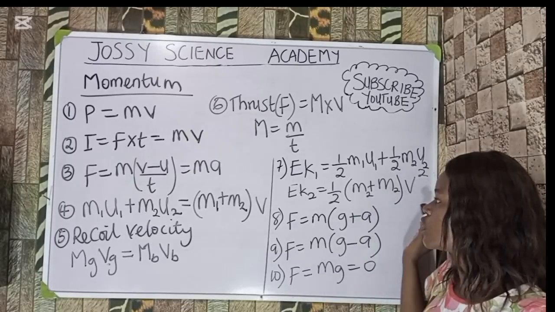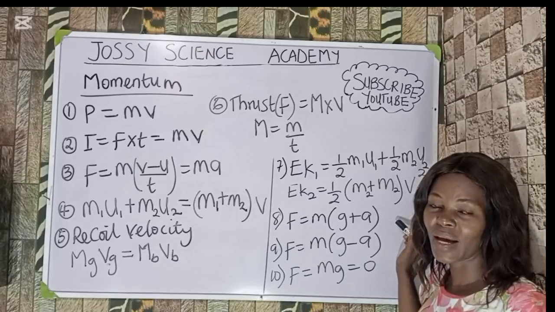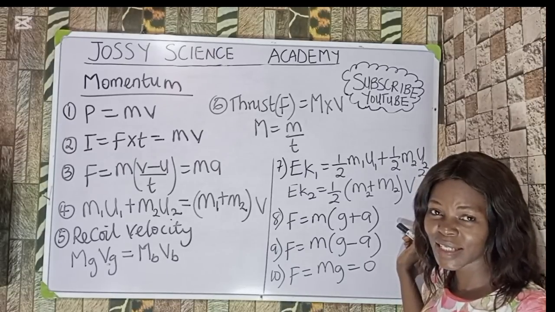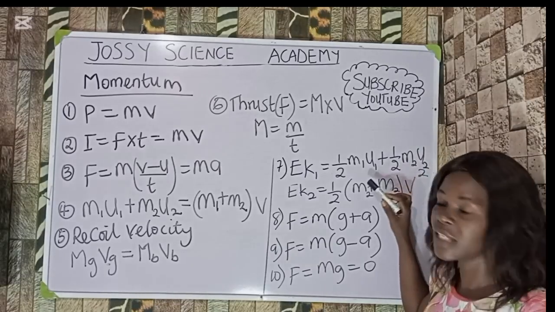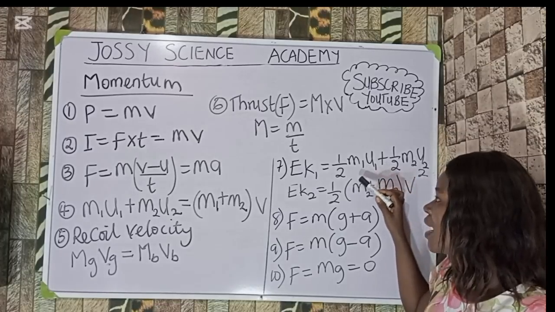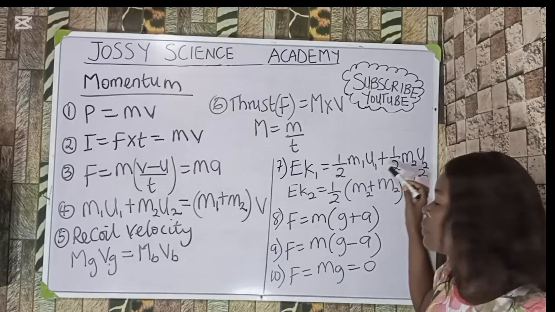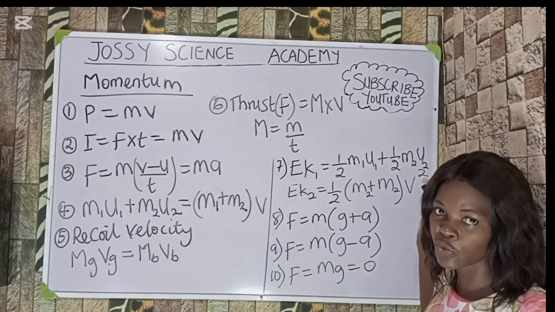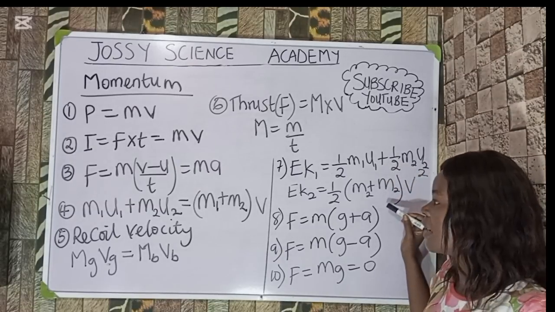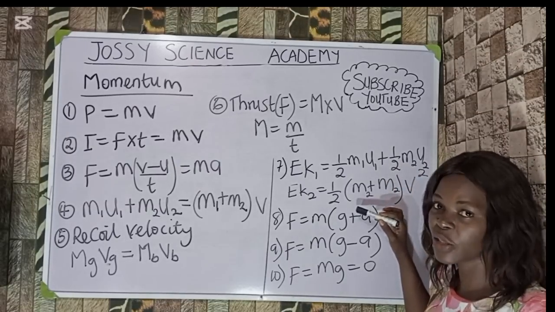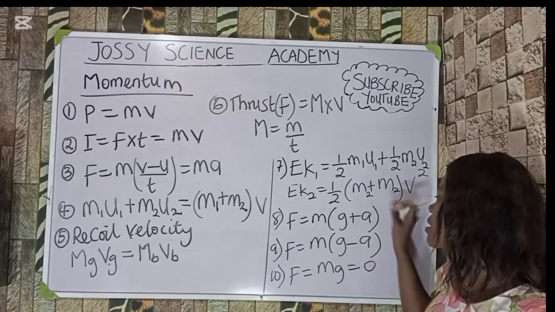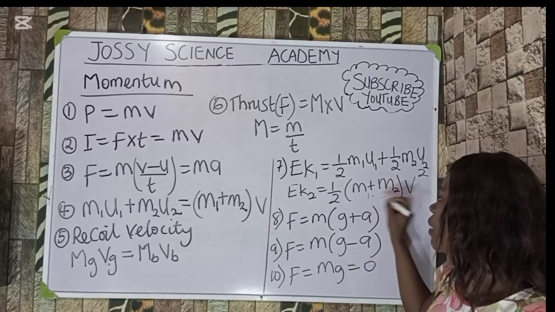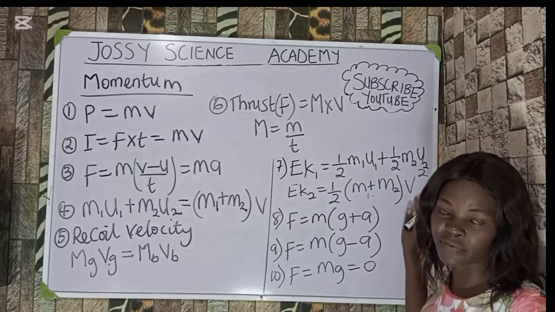Okay, now coming to this, we can have collision. You are expected to know the kinetic energy before and after what? Collision. Now before collision, Ek1 is equals what? Half m1 u1 squared plus half m2 u2 squared. Is that clear? Then after collision, we have what? That is Ek2. We have half bracket m1, sorry, this is m1 plus m2 bracket v squared.